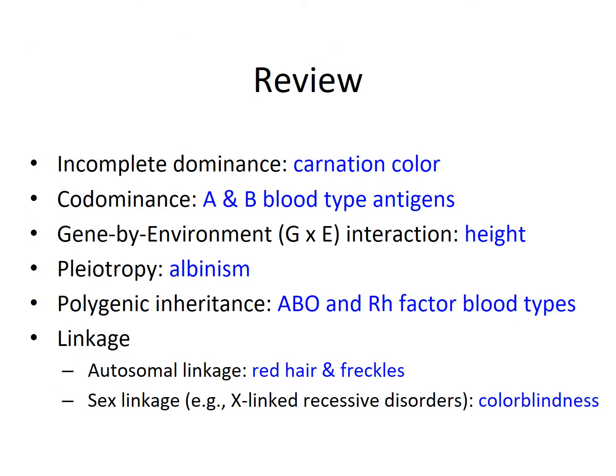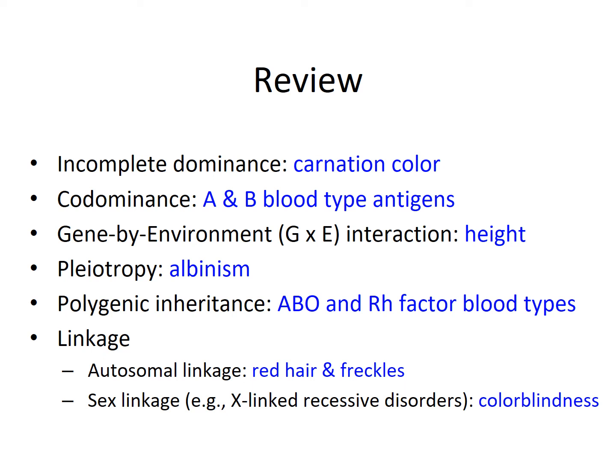Great job. So in this lesson, you learned to extend your previous knowledge of complete dominance, which we call simple Mendelian traits, to contrast with incomplete dominance. And the example of that was the carnation color. You learned about codominance, where both genes are fully expressed, and our example of that was A and B blood type antigens in human red blood cells. You learned about gene by environment interactions, and our example from that in humans was height.